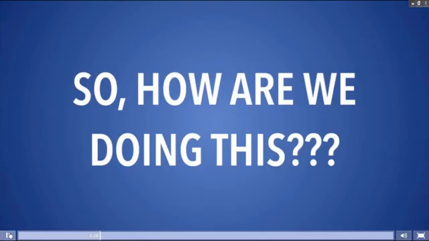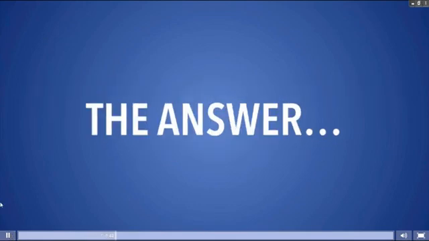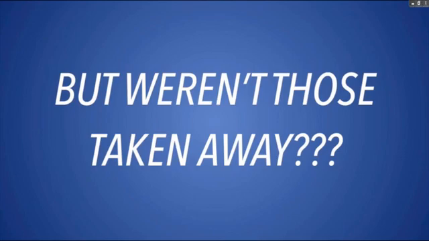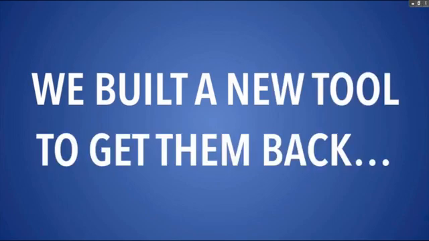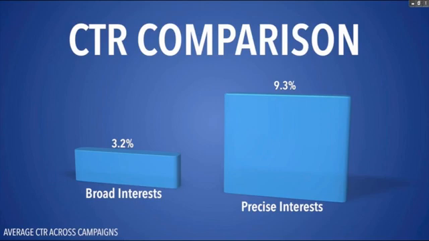So you might be wondering, how are we doing this? Well, there's no custom audiences and absolutely no scraping. The answer is all in precise interests. So you might be wondering, weren't those taken away? Yeah, they were for most people, but we built a new tool to get them back, and then we created an unfair advantage. Just comparing CTRs, when you go broad interest versus precise interest, you can see we're getting almost 3x the CTR, and so almost 3x the ROI because you get traffic that converts.